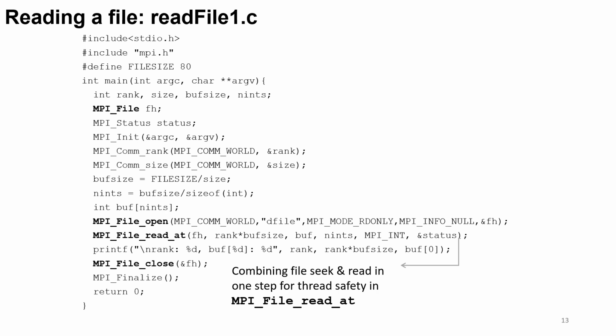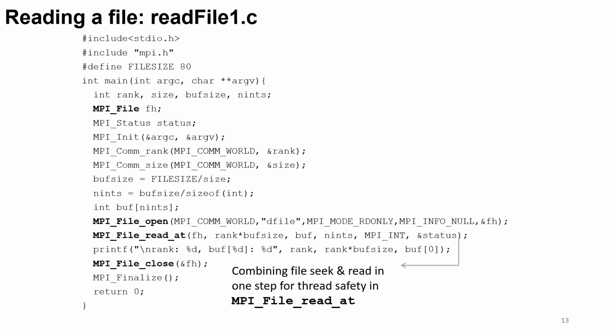So here the buffer that we want to use is defined as an integer buffer. We say int buff and in square brackets nints, which means we're declaring a buffer of length nints. And this buffer is then passed to the MPI_File_read_at call. And the offset here is rank multiplied by buffer size. So if our buffer size is, let's say, 40 and rank is 0, the offset is 0. If our rank is 1 and buffer size is 40, our offset would be 40, and so forth.